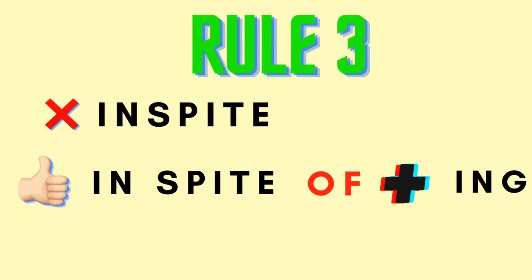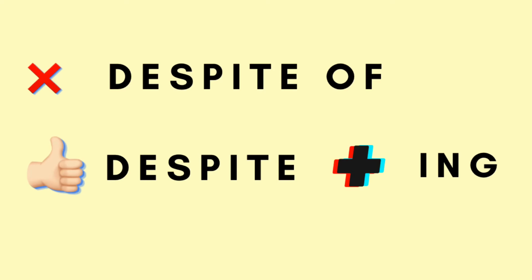Our rule 3 is in spite of. This is the rule where you all make mistakes. In spite is always written with a gap: in, gap, spite. Then in spite is always followed by of. In spite of. Then we use the ing form of the verb. Despite of, this is what you all think, right? No, despite is never followed by of. Just remember that with despite, we only use the ing form of the verb.